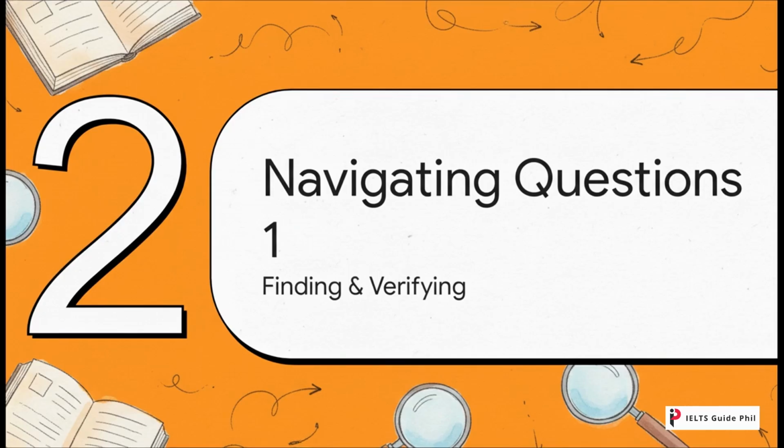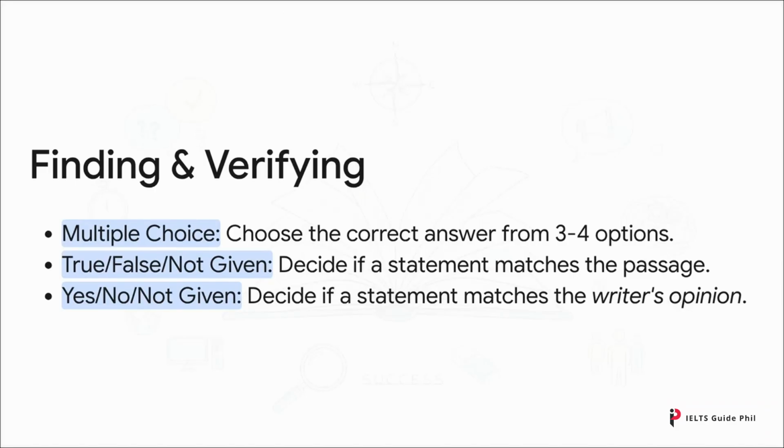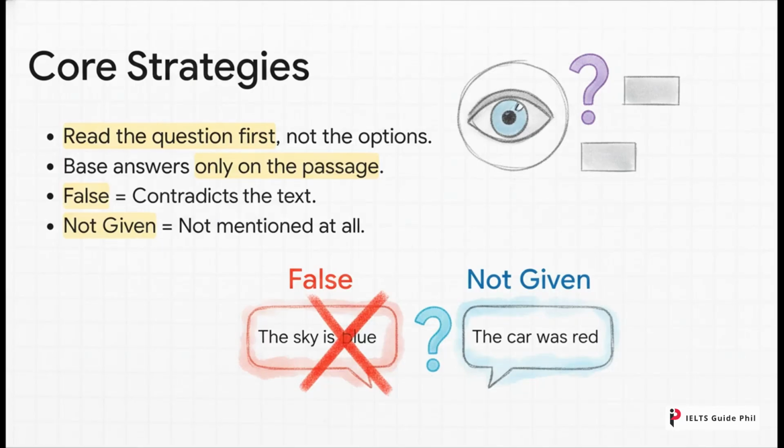We're going to group them by the core skill they're really testing. And first up are the questions that ask you to find and verify specific pieces of information. These 3 types, they look pretty straightforward, but the devil is in the details. Multiple choice is all about understanding specific points. True, false, not given is about the facts in the text. But yes, no, not given, it's similar, but it's about the writer's views or claims, and that is a really important distinction to make.